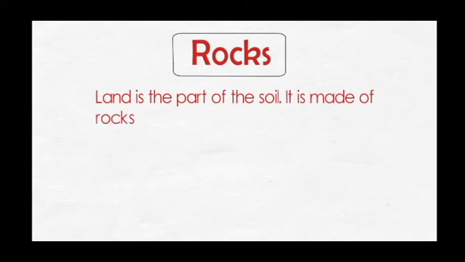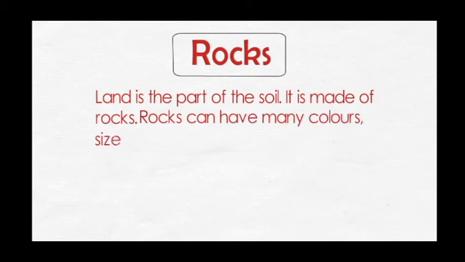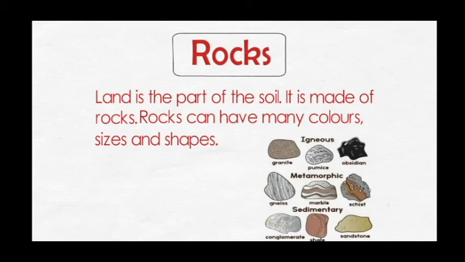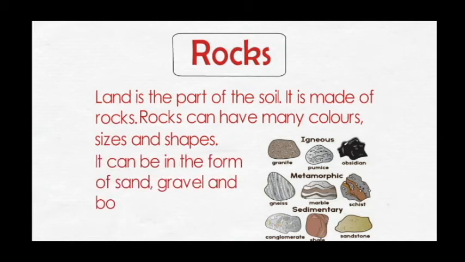Rocks. Land is the part of the soil. It is made of rocks. Rocks can have many colors, sizes, and shapes. They can be in the form of sand, gravel, and boulders.